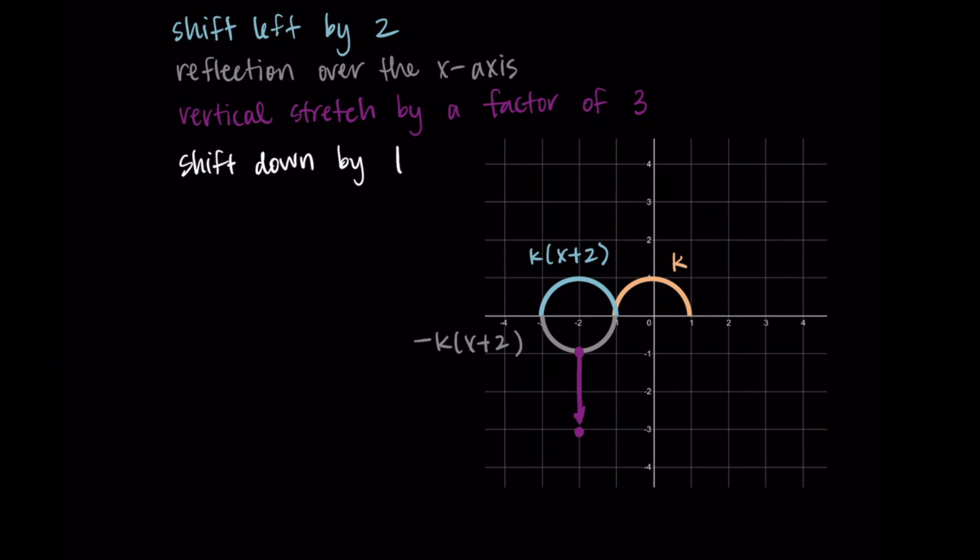I think it's easier to just see it. So you can see we're taking this half circle and just stretching it by a factor of 3, so it gets 3 times taller. This then corresponds to -3k of x plus 2.